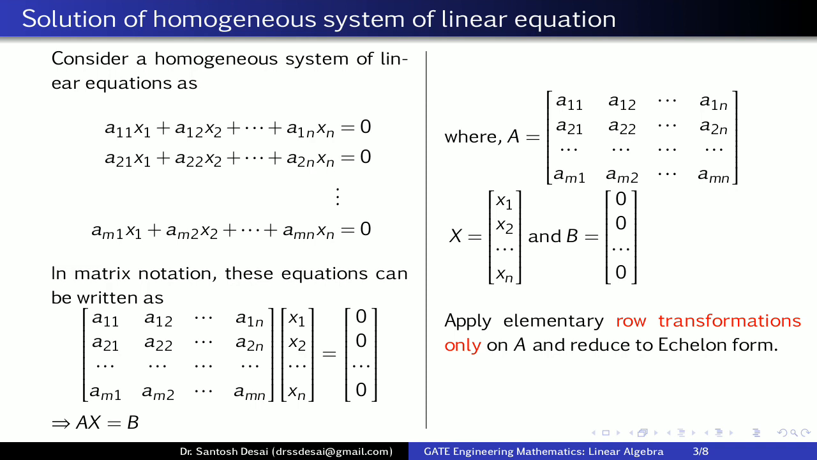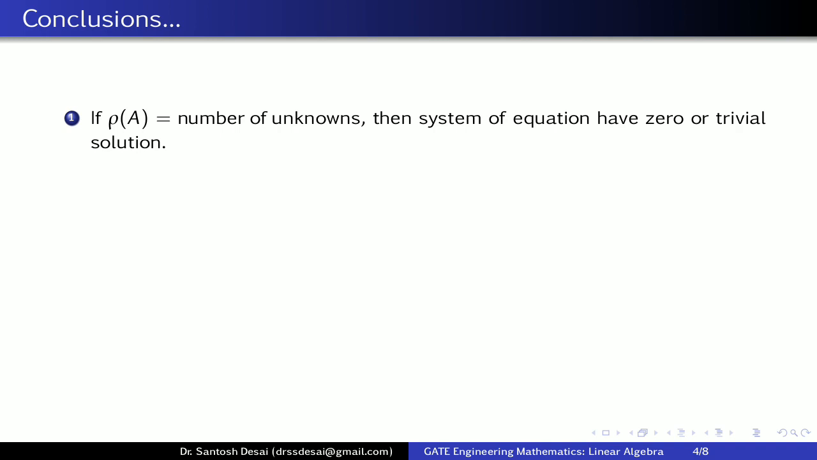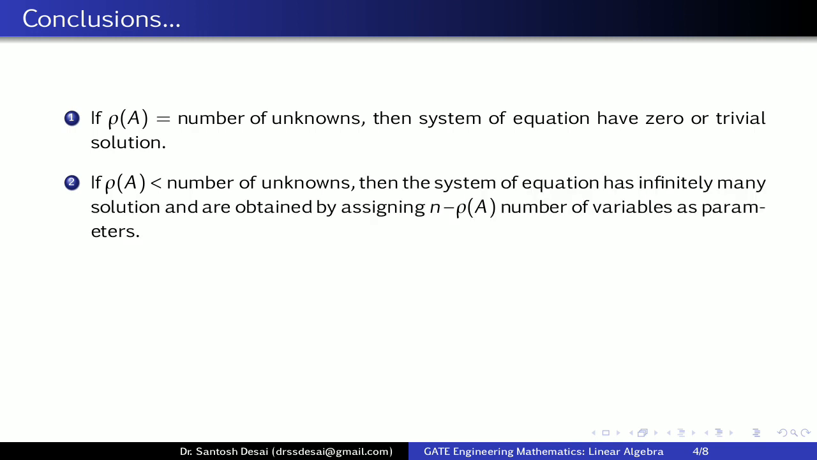Now apply only row transformations and reduce the coefficient matrix to the echelon form and find the rank of A. And once you find the rank of A, then we conclude: if rank of A is equal to the number of unknowns, then the system has the zero or trivial solution, that is all the unknowns have values equal to 0. And if rank of A is less than the number of unknowns, then the system has infinitely many solutions and they are obtained by assigning n minus rank of A number of variables as parameters.